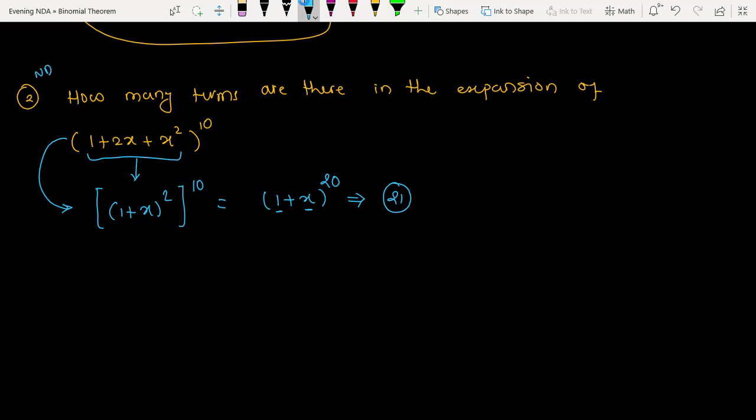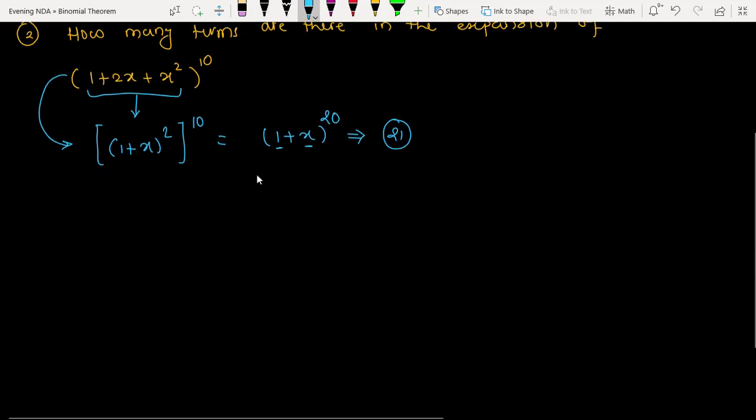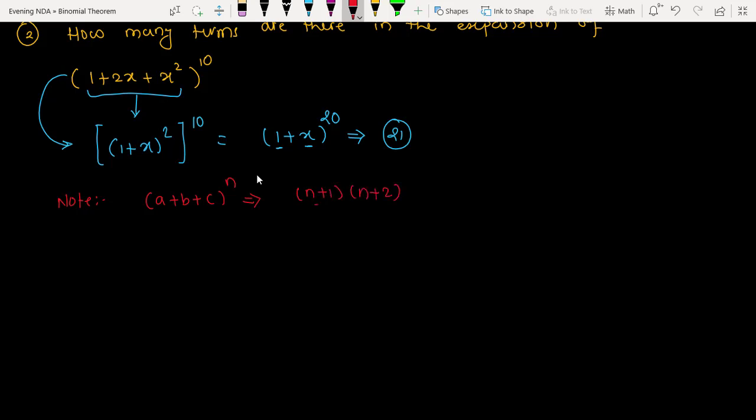This is an NDA level question, a previously asked question: how many terms are there in the expansion of 1 plus 2x plus x square? With this, I want to give a note here. Note: if you have a term like (a + b + c) to the power n, meaning there is no possibility to combine these three terms into two terms, then the number of terms in this case is (n + 1)(n + 2) by 2.